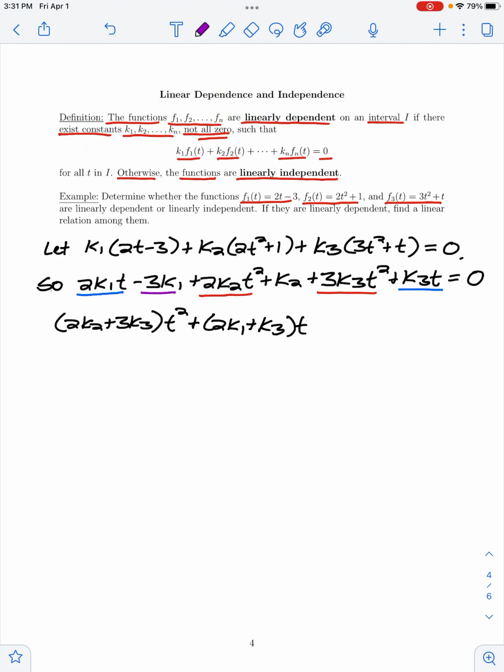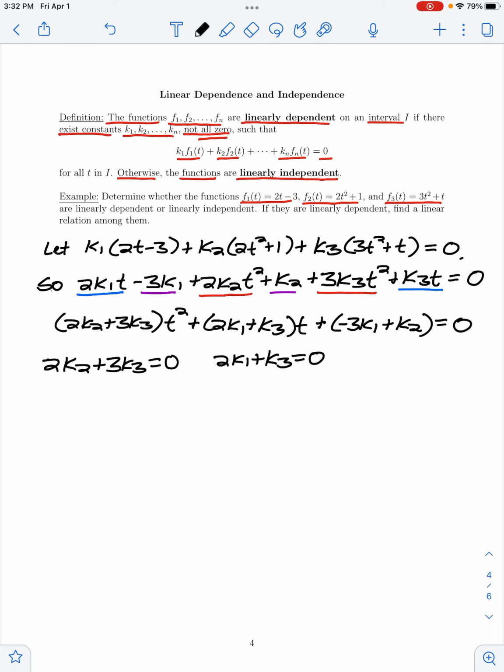And then grouping the constant terms, we have negative 3k1 plus k2. It's equal to 0. And the only way for this function to equal 0, no matter what our t values are, is for each of these coefficients to be 0. So we need the coefficient of t squared, which was 2k2 plus 3k3, to be 0. The coefficient of t, which was 2k1 plus k3, has to be 0. And the constant coefficient, negative 3k1 plus k2, has to be 0.